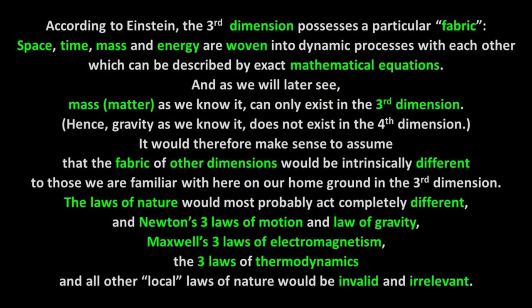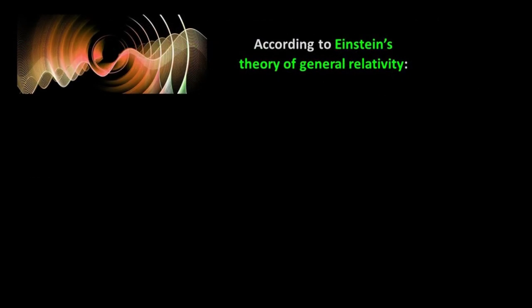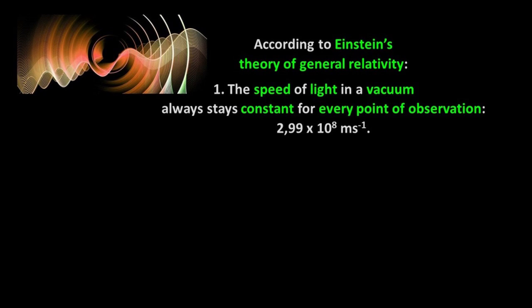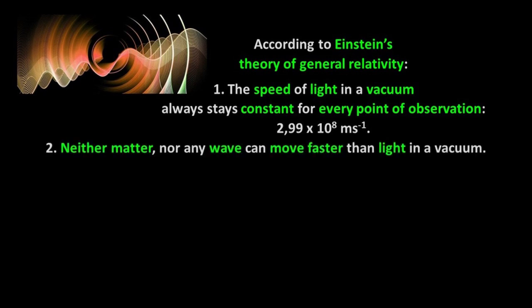Right. The laws of nature would most probably act completely different, and Newton's three laws of motion and law of gravity, Maxwell's three laws of electromagnetism, and the three laws of thermodynamics, and all other local laws of nature would be invalid and irrelevant. According to Einstein's theory of general relativity, and most of us are familiar with this, the speed of light in a vacuum always stays constant for every point of observation, 2.99 times 10 to the power 8 meters per second. Very, very fast. Neither matter nor any wave can move faster than light in a vacuum.